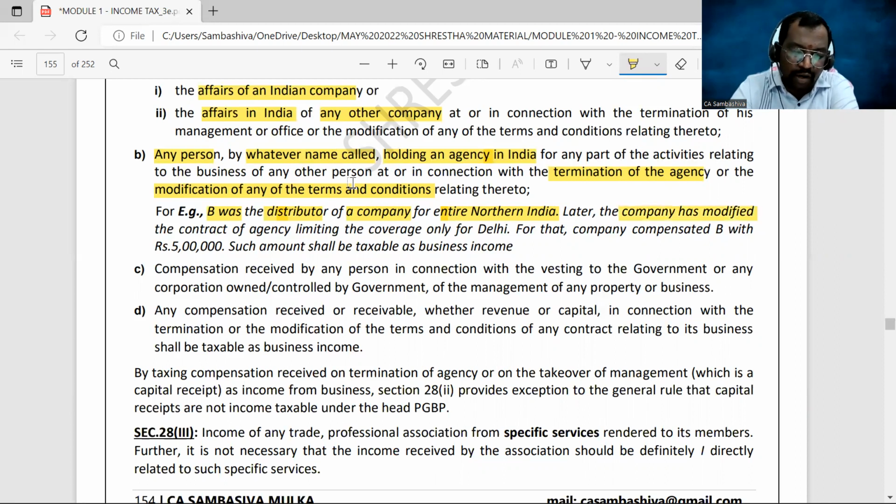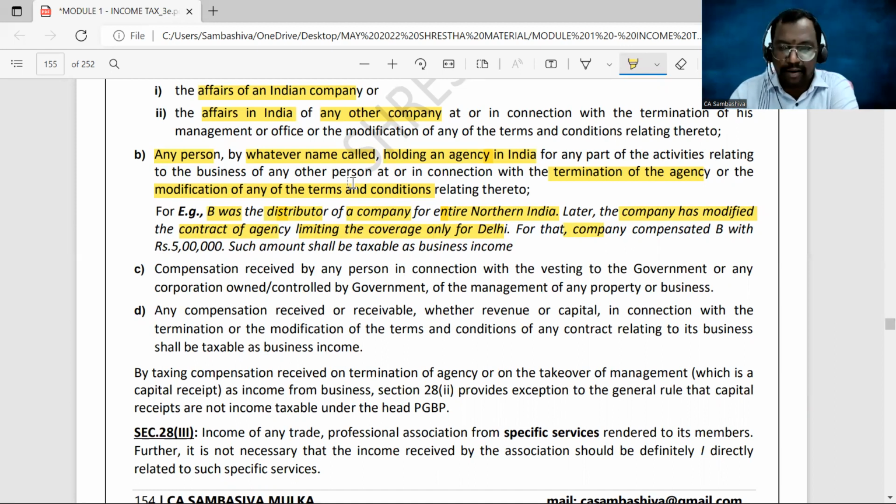Later, the company has modified the contract of agency, limiting the coverage only for Delhi. Right. So you're not having that capacity to look after the entire northern India. So better you just look after Delhi only. So there is a modification in the terms and conditions of agreement. Earlier, you were the whole and sole distributor for the entire northern India, but now only for Delhi. So for modifying your terms of contract, yes, the company will pay you certain compensation, and that compensation is taxable as business income. So for that, the company compensated with rupees 5 lakhs, and such amount shall be taxable as business income.